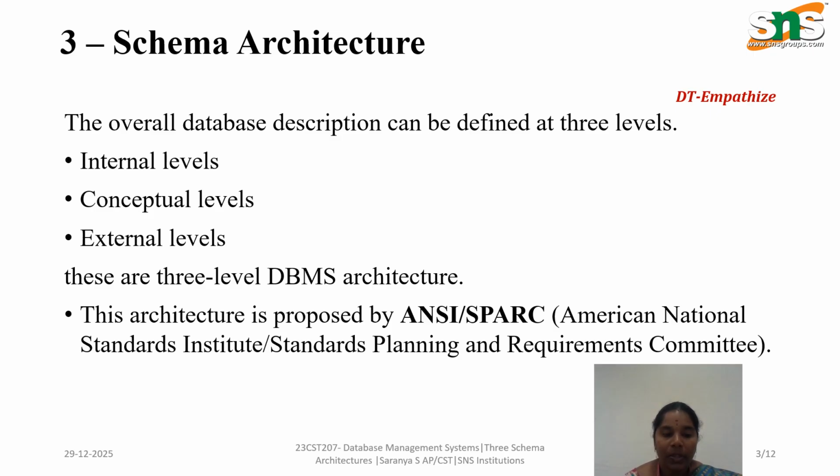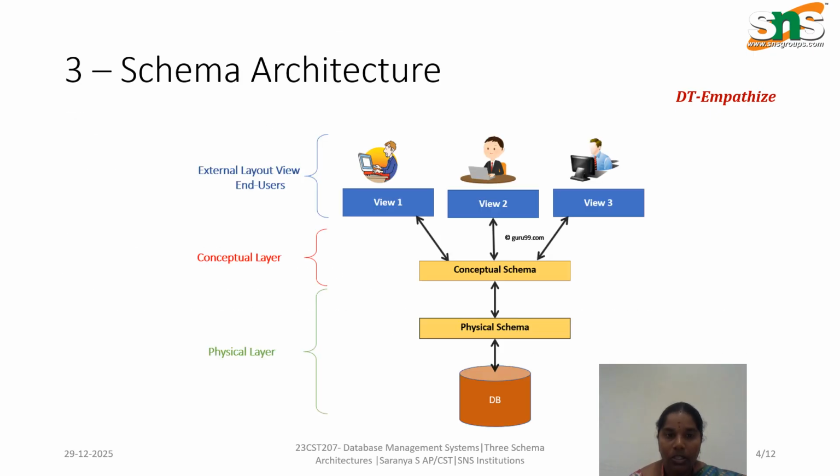There are three levels of the three-schema architecture. The first one is the external level, the second one is the conceptual level, and the third one is the physical level. The external level defines how individual users see the data, the conceptual level represents the logical structure of the entire database, and the internal level deals with the physical storage details and access paths.